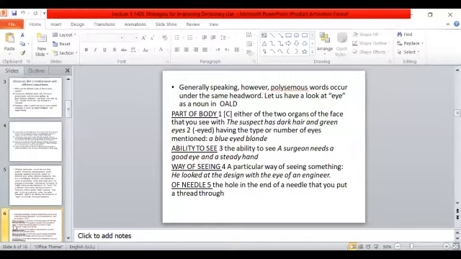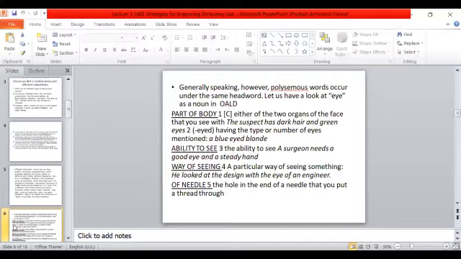Let us look at eye as a noun in Oxford Advanced Learner's Dictionary. It is part of the body: either of the two organs of the face that you see with. And then there is an example: the suspect has dark hair and green eyes. Having the type or number of eyes mentioned. This is a different meaning.